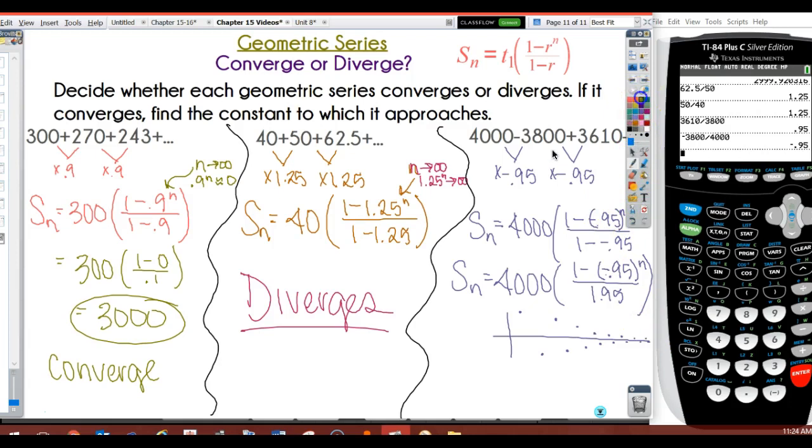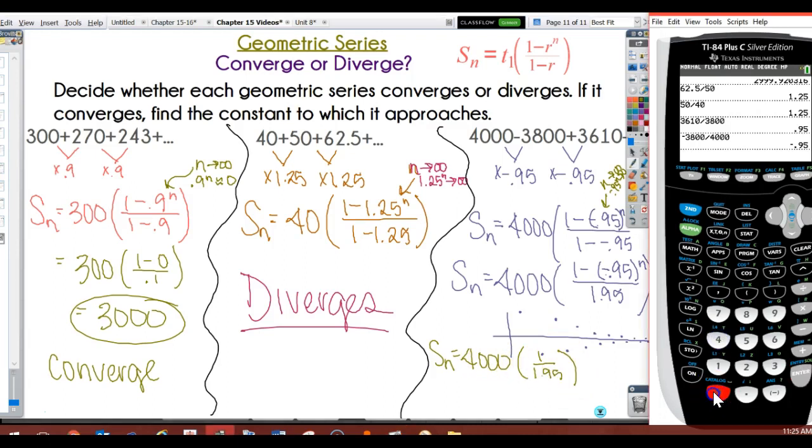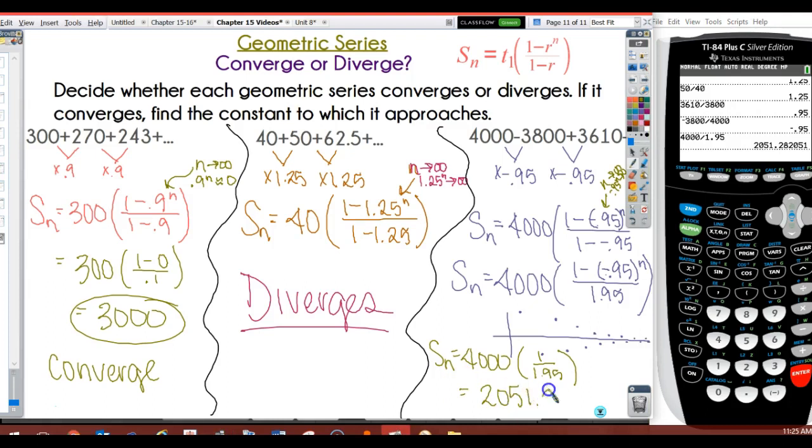This is still, as n is going off to infinity, the negative 0.95 to the nth is going to 0. So if this is going to 0, we're going to replace it with a 0. So we'd end up with 1 over 1.95. And so then we could take 4,000 divided by 1.95, and we're going to get about 2,051.282. And so again, we would say that this converges, and this is the number to which it converges.